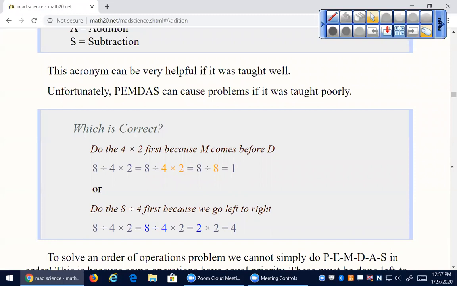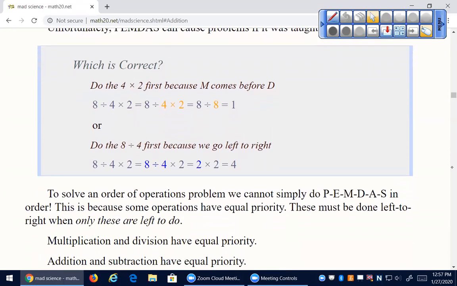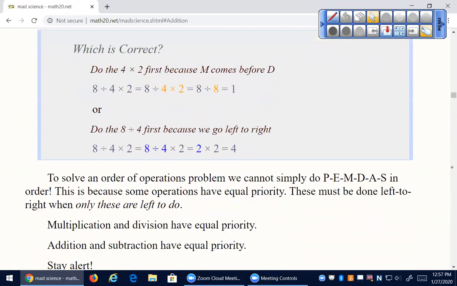So let's vote. Who likes the top one? Who likes the bottom one? Most people are not voting. So the answer is: when operations have equal priority, they have to be done left to right. In this case, all we had left was multiplying and dividing, 8 divided by 4 times 2, so we just go left to right. People who voted for the bottom got it right.